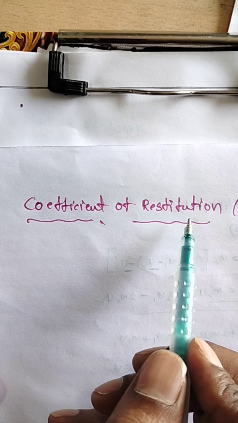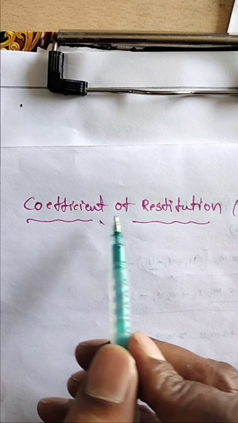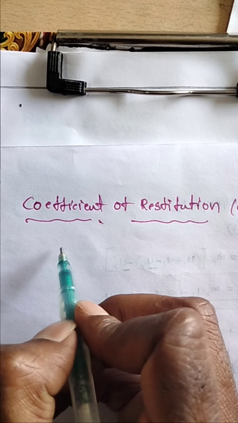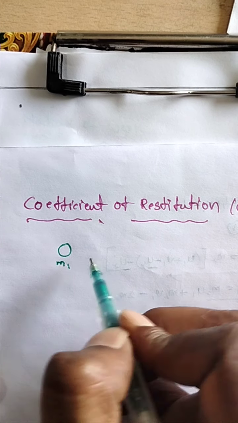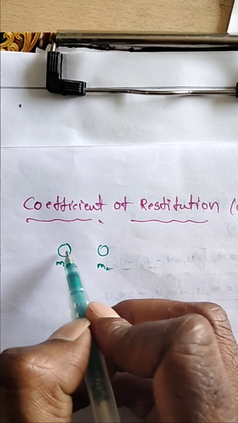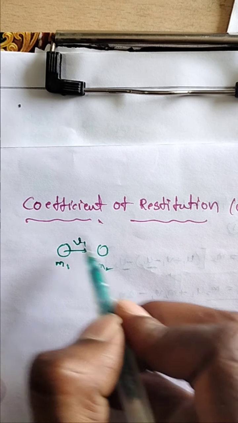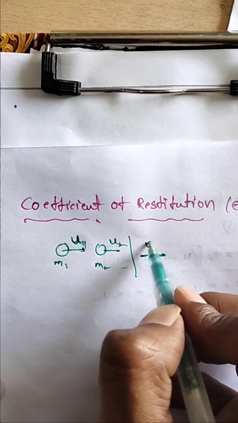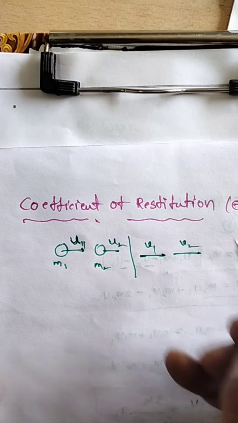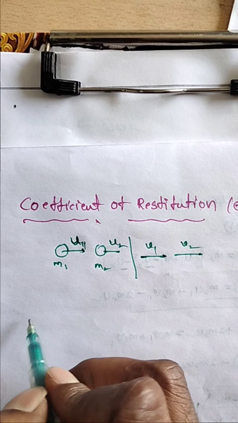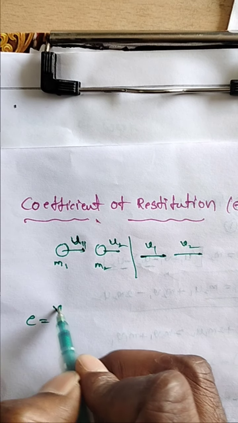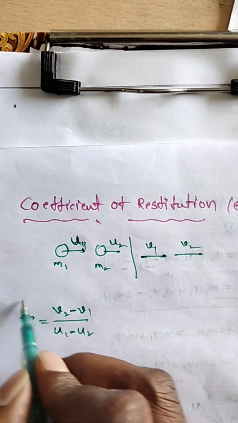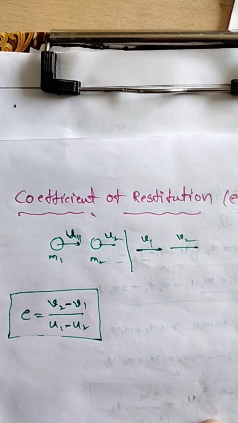Coefficient of restitution. So what is small e? We know that there are two objects, m1 and m2. The initial velocities are u1 and u2, and after collision their velocities are v1 and v2. So what is the coefficient of restitution? e is equal to (v2 minus v1) by (u1 minus u2).